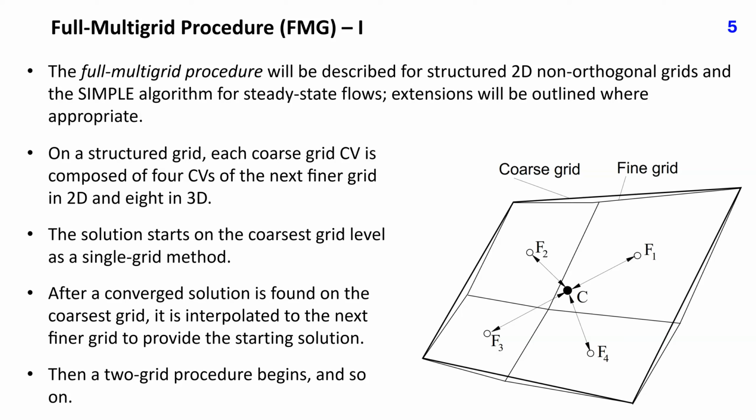On a structured grid, each coarse control volume is composed of 4 control volumes of the next finer grid in 2 dimensions and 8 in 3 dimensions. The solution starts at the coarsest grid level as a single grid method. After a converged solution is found on the coarsest grid, it is interpolated to the next finer grid to provide a starting solution. Then a 2-grid procedure begins, and so on.